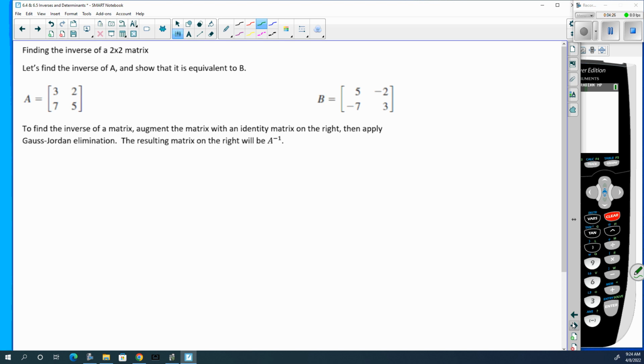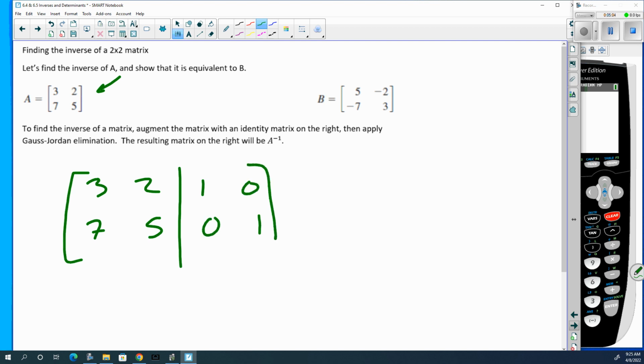Okay, now it says, now we want to find the identity matrix and then show that it's equivalent. So we already know that matrix A and B are inverses. If you multiply them, you get the identity matrix. But if they gave you just matrix A and you didn't know what matrix B was, the way we can find it is you take the matrix they gave you, and then you draw a line, and then you write the identity matrix on the other side. So on the other side, the identity matrix, 1's down the main diagonal, and 0's in the other two spots.